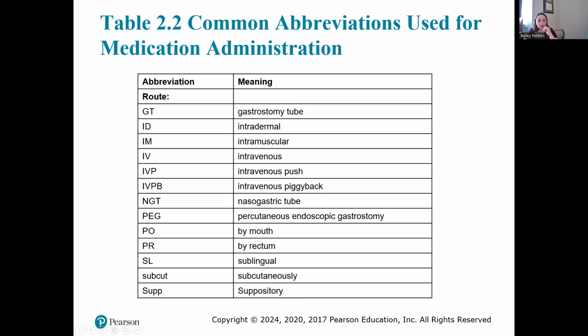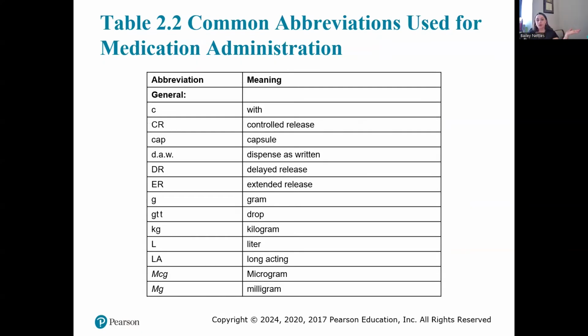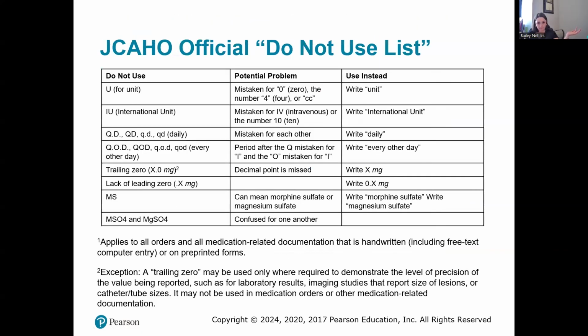And then these are all of our abbreviations. I'm not going to read these to you. You can read. You are still responsible for them. Okay? All right. What we do not use, though, our do not use list. So this is according to JCO, which is a Joint Commission Accreditation Board. They said we do not use U's. We never write U because U looks like unit. It doesn't look like unit. It looks like IU. It looks like O. It looks like 4. So we write out unit. We don't use IU because that looks like IV or 10. You don't use QD.